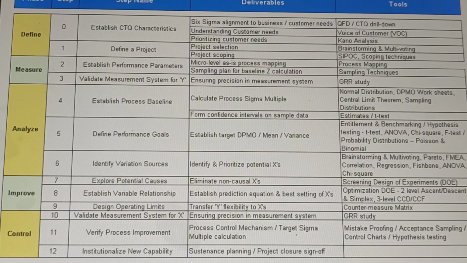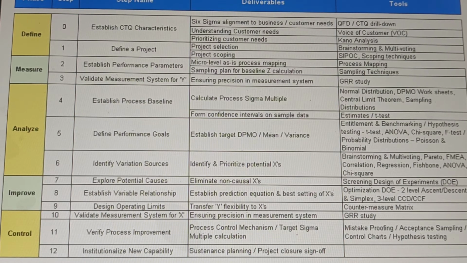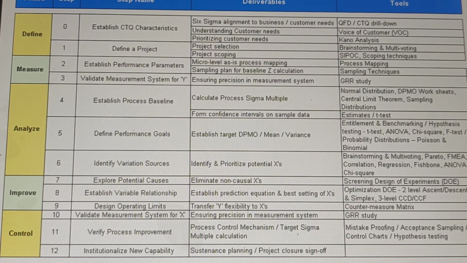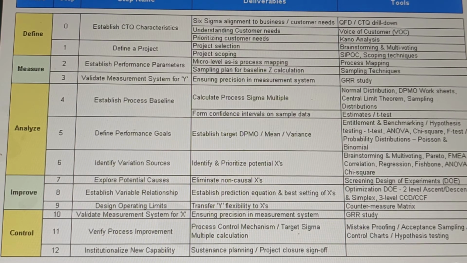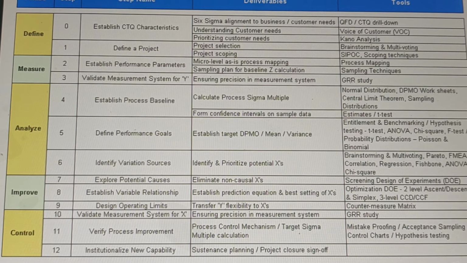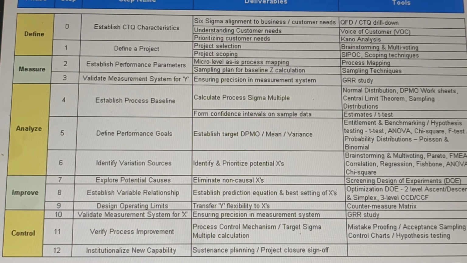Then analyze. In analyze, broadly, there is an established process baseline. Then baseline, what is this? At present, what is the rejection rate? We need to calculate that first, because what is my present sigma level? It can be 5 sigma, 4 sigma, 2 sigma. Then we can have a clear vision or goal that from 2 sigma we need to go to 6 sigma, or 5 sigma to 6 sigma. So based on the baseline, we need to calculate the 6 sigma level.